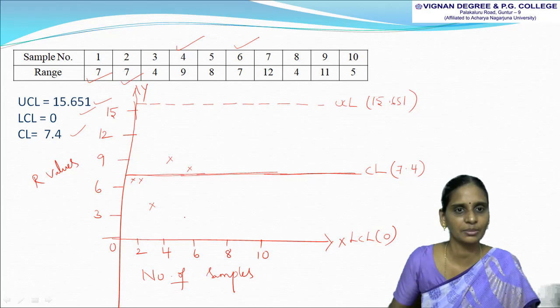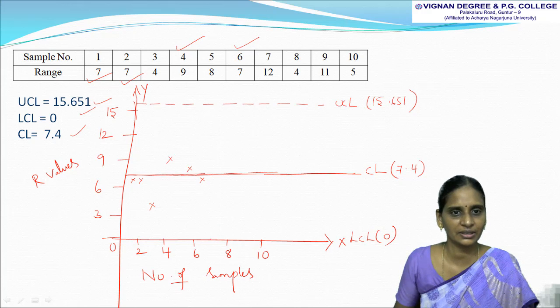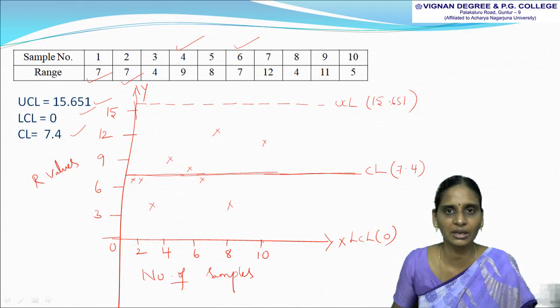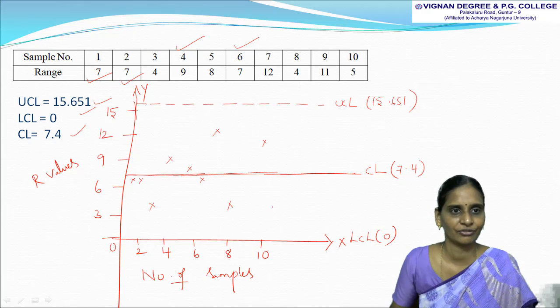And the sixth sample range is 7. In the seventh sample, the range value is 12. Eighth sample range is 4. And the ninth sample range value is 11. And the 10th sample range is 5.